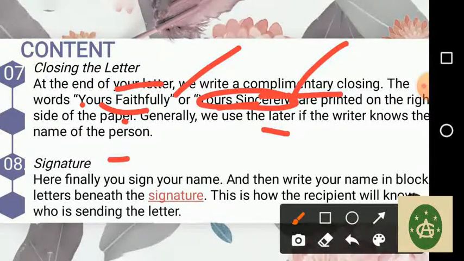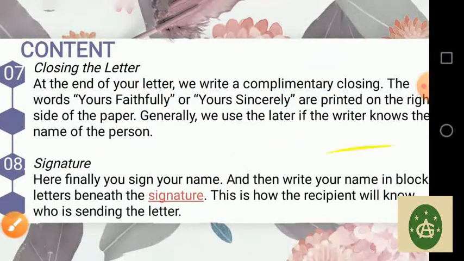Then comes the signature. Here, finally, you sign your name and then write your name in block letters. What is block letter? Block letter means capital letters. Because sometimes when we are writing in cursive handwriting, people get confused. What could be the actual or correct word? What could be the complete word? They may get confused with S or R or O or A, that sort of thing. So it's better to write in block letters. This is how the recipient will know who is sending the letter.